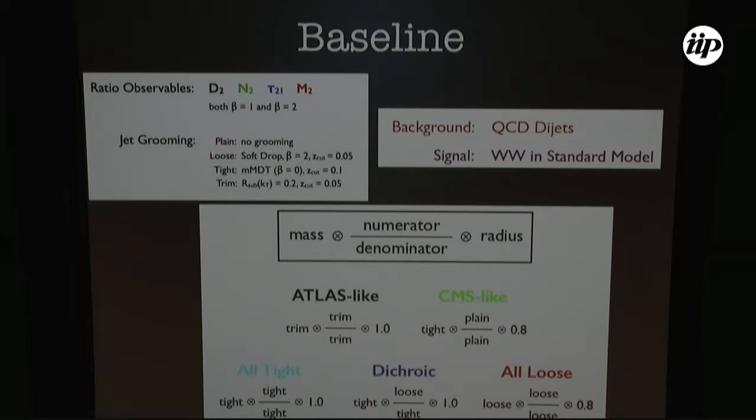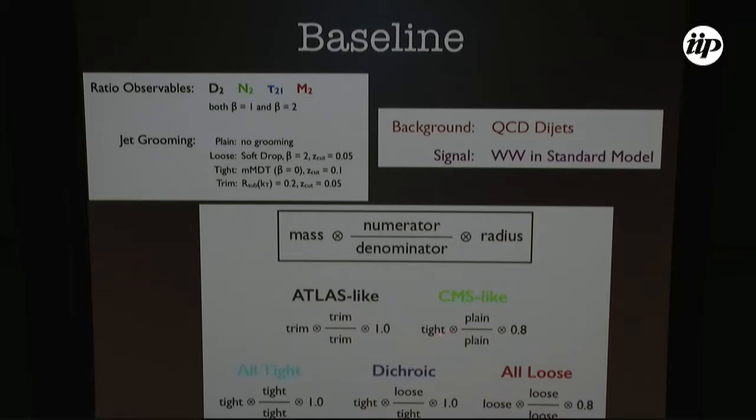So we defined what we call plain as no grooming, loose as soft drop, tight as modified mass drop tagger, and trimming. So ATLAS, whenever we do a two-prong substructure, we eventually get the mass distribution, so we use a trimmed mass. Now, for calculating D2, we also use trimmed mass in the numerator and the denominator. So that's essentially this notation. And we use a radius 1 jet. So that's essentially what ATLAS does.